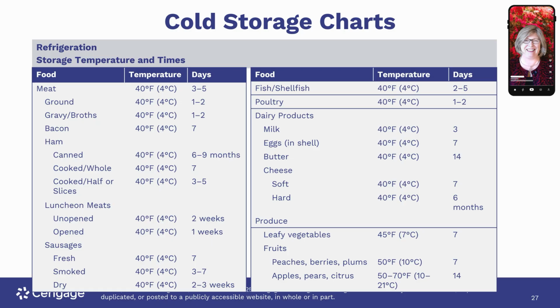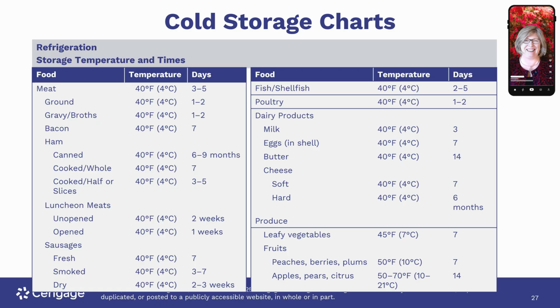The hard cheeses, you can usually use up to 6 months. Again, you'll see dates on those. Produce, leafy vegetables, about a week. Fruits, such as peaches, berries, and plums, will last about a week. But apples, pears, and citrus fruit will be good for about 2 weeks.